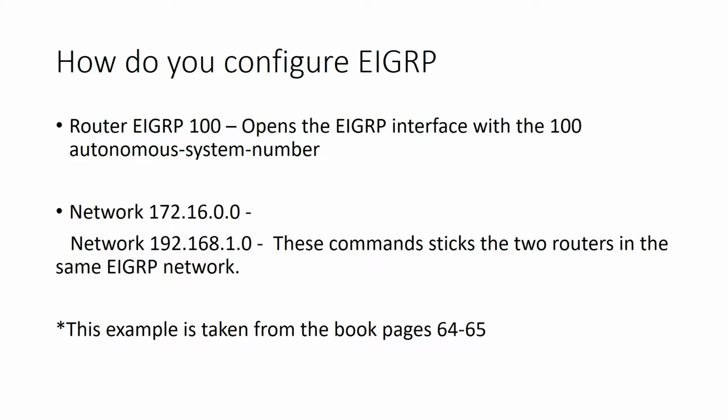How do you configure EIGRP? Well, in our first command, router eigrp 100, we're using 100 for our autonomous system number. And this opens the EIGRP interface. Our next command is network 172.16.0.0. This is just the IP of our first router. Next we have network 192.168.1.100. This is just the second IP of our router.